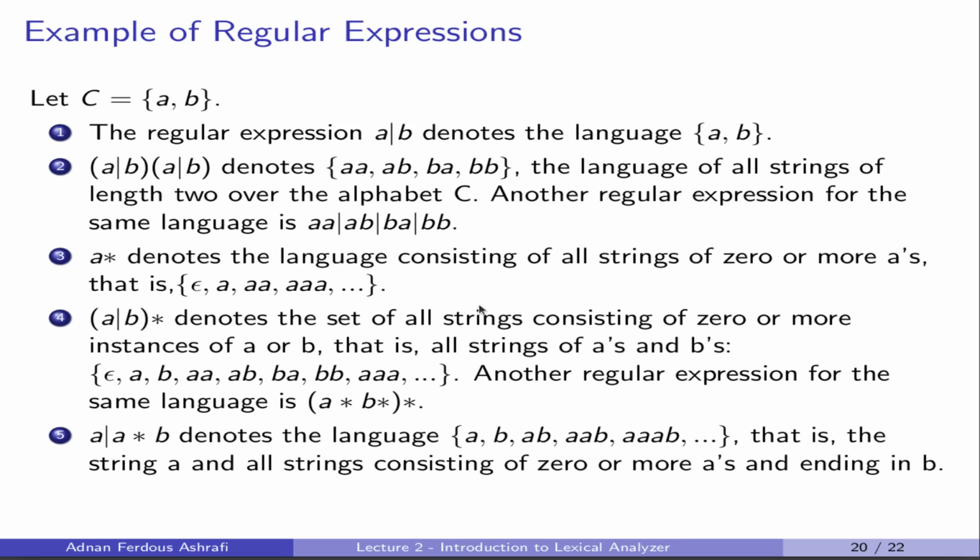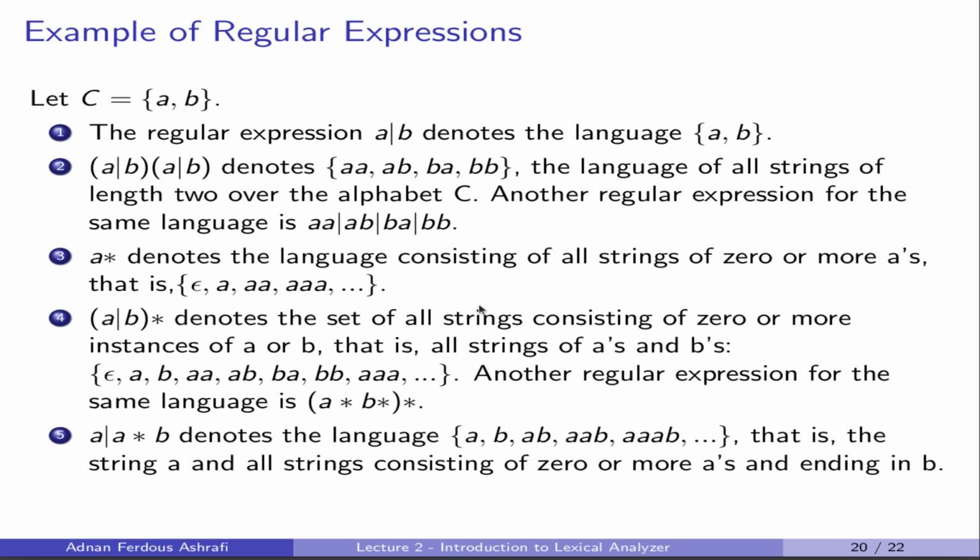So this is an example of concatenation between strings. So this denotes the strings AA, AB, BA, BB, the language of all strings of length 2 over the alphabet. So another regular expression for the same language is AA or AB or BA or BB, right? The interesting thing is that A or B followed by A or B can be written this way, or as AA or AB or BA or BB. They are the same thing, right? Okay.